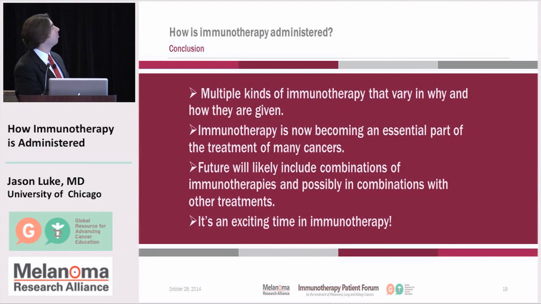So to summarize, there are multiple kinds of immunotherapy, and they vary in why and how they're given. Immunotherapy is becoming an essential part of the treatment for many cancers, as we heard about already. And the future is likely to include combinations of immunotherapies and possibly combinations with other treatments, which we'll talk about later today. And it's really an exciting time in the field.